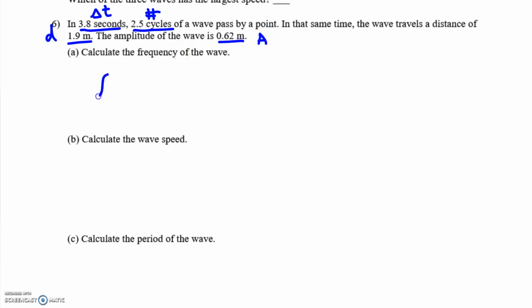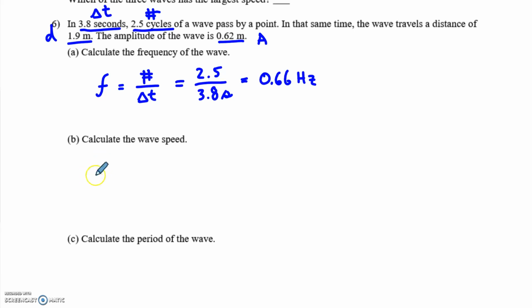Calculate the frequency of the wave. Well, frequency is defined as the number of cycles that pass per unit time, so that definition leads us to the equation. 2.5 cycles pass in 3.8 seconds. And this comes to 0.66 if we round. 1 over a second is a hertz.